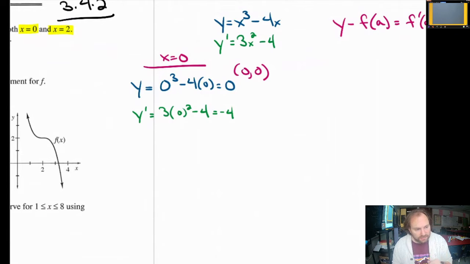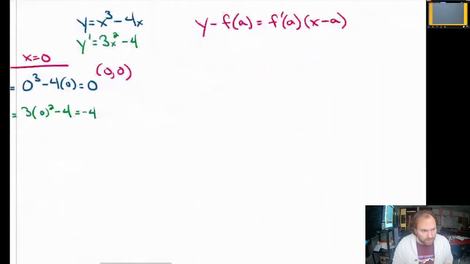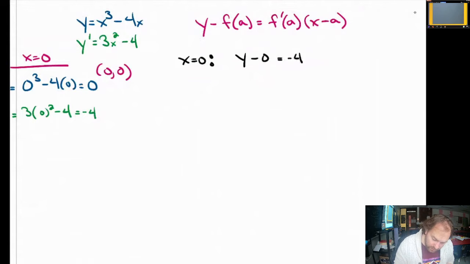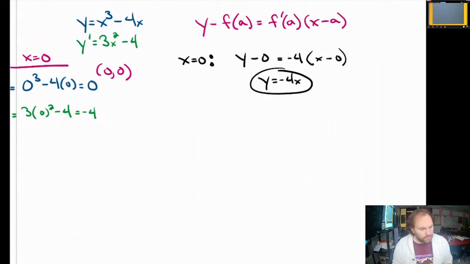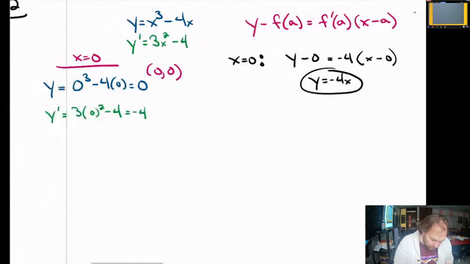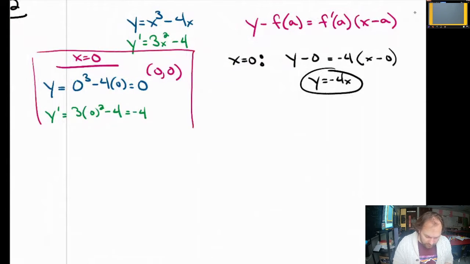So now we can actually build the equation of the line, because we're going to use this general skeleton over here, but we're going to plug in the information that we know. So when x equals 0, here is the equation of the line. It will be y minus 0 equals negative 4 times x minus 0. Or in other words, if we clean it up a little bit, y equals negative 4x. That's the first line that we will figure out. I'm going to go ahead and box this work up so we can kind of organize our thoughts here on the page. Let's do when x is 2 next.